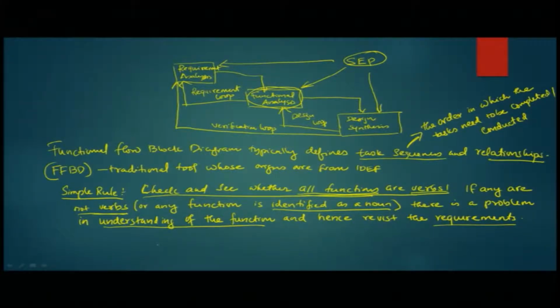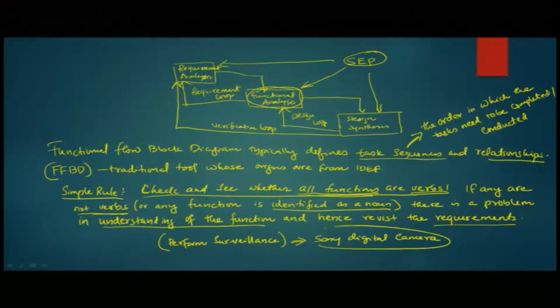A typical example of this is if I say perform surveillance, that is a verb actually. You are performing the surveillance, so you know what all things are needed to perform the surveillance. Instead of that, if I write Sony digital camera, then this is a problem. This is not expected. You are supposed to express what function you are going to do. To perform surveillance, it is not mandatory that you use a Sony camera. You can use many other cameras. You can use infrared cameras.